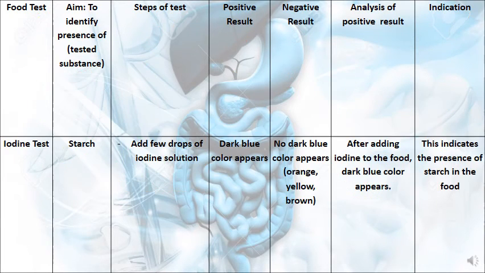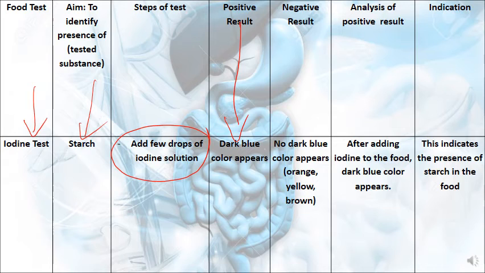Moving now to the iodine test. The iodine test is done to identify the presence of starch. What are the steps? Add a few drops of iodine solution in a test tube that contains the food to be tested. Positive result, dark blue color will appear. Negative, no dark blue color. The color will be orange, yellow, or brown. Either orange or brown color.